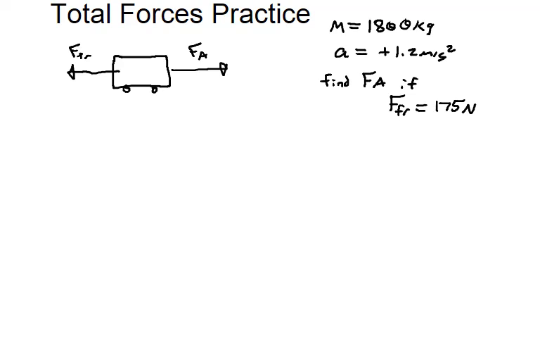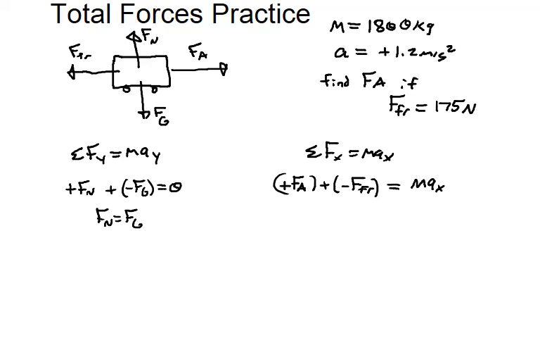Let's try this one here. We have a mass of 1,800 kilograms. The acceleration of the car is 1.2 meters per second squared. We want to find the force applied and the force of friction. So again, set up your forces here, sum the forces, and see if you can figure out what the force applied would need to be to have an acceleration of 1.2 meters per second squared.